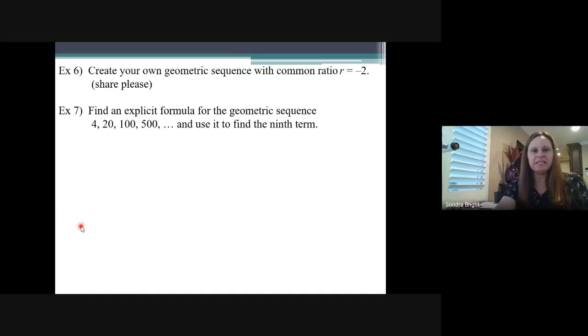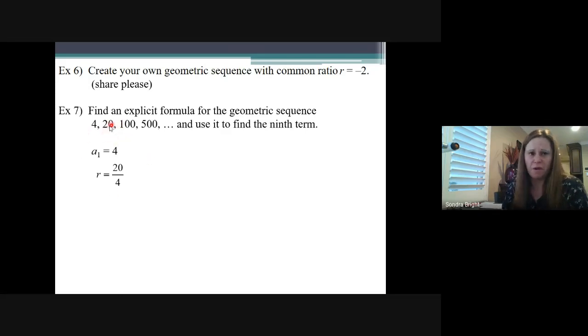All right, let's find an explicit formula for the geometric sequence 4, 20, 100, 500, and then use it to find the nth term. So your first term is 4. What is your common ratio? They tell you it's geometric. 4 times what will give you 20? 5. Is 20 times 5 100? And is 100 times 5 500? Yep. So your R is 5.